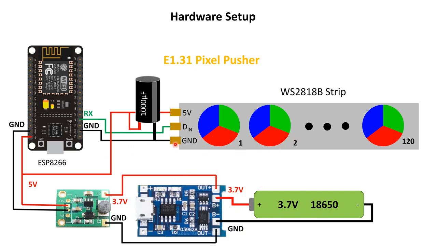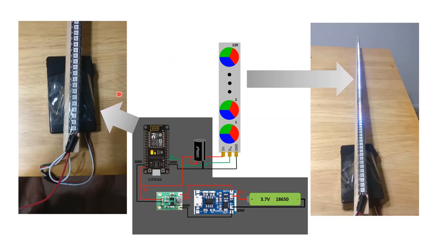So basically, this means that this whole thing can be mobile. We just put this into an enclosure and leave the strip out. You can check the firmware that is required for this; I'm going to leave the links below. All this is linked to my previous video that I have posted regarding this E1.31 pixel pusher. All you have to do is upload that firmware onto your ESP8266. So this is the hardware setup.